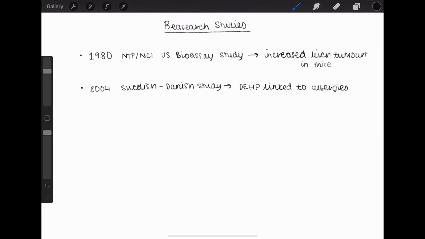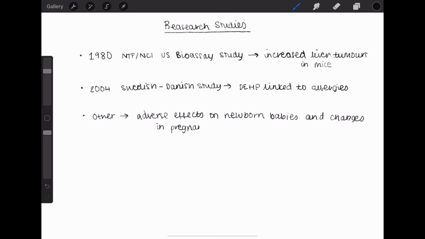A Swedish-Danish study in 2004 then linked DEHP to the development of allergies in children. Other studies focused on phthalate influences on the fetus and found that many of these plasticizers could even pass through the placental barrier, which led to complications in the infants upon birth, and even affected the length of the pregnancy.